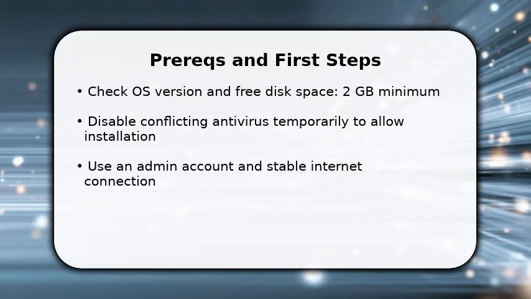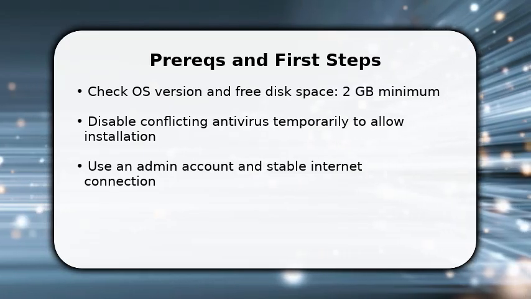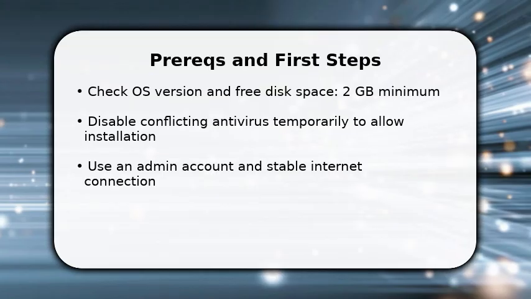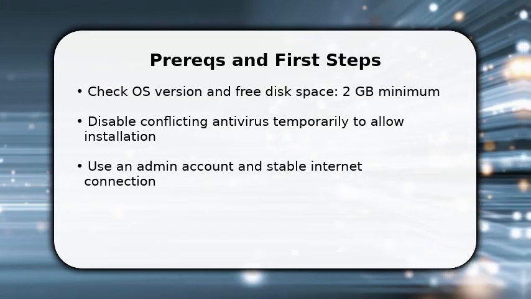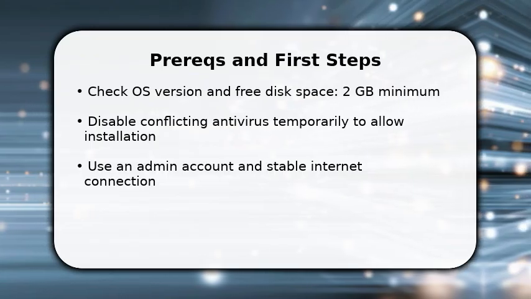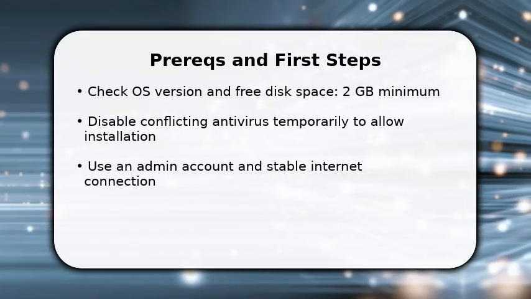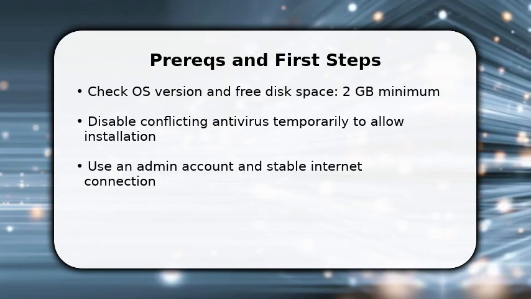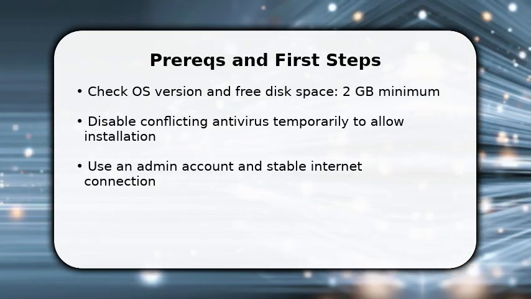You start by confirming prerequisites. Check your operating system version, ensure at least 2 GB free, and sign in as an administrator so changes can apply. Once done, temporarily pause antivirus or real-time protection to avoid blocked installers. You can re-enable it later.